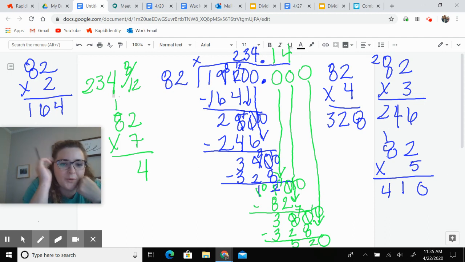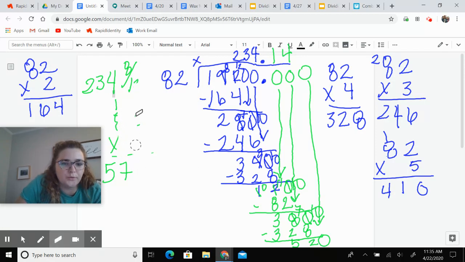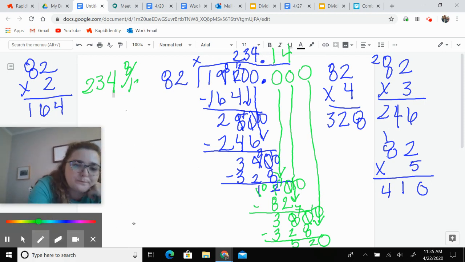Does anyone remember what that 8 times 7 is? My kids I know don't like their 7s or their 9s, but 8 times 7 is 56. Plus my one more. Okay, so again, as I thought, I can't go all the way to that 7. So I'm actually going to erase this and I'm going to see, hey, what happens when I do just 82 times 6? Because I'm stopping here and I actually won't need that fact anymore.